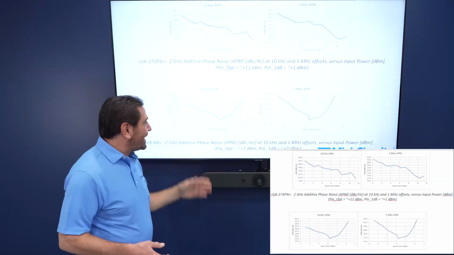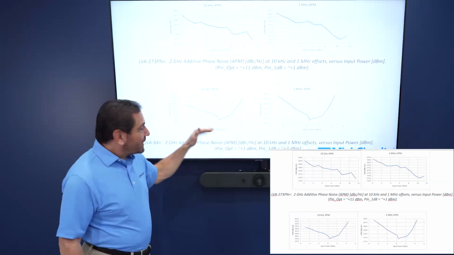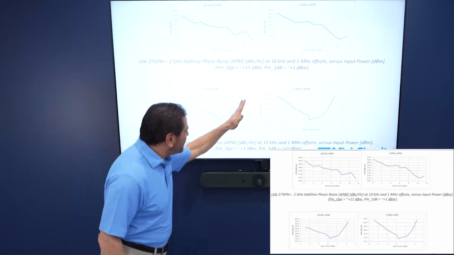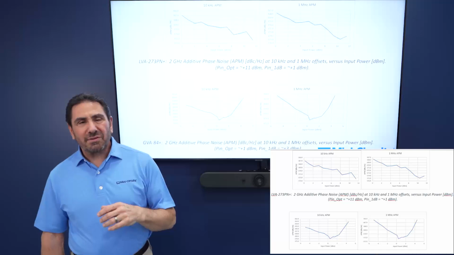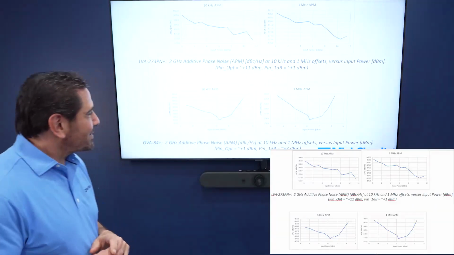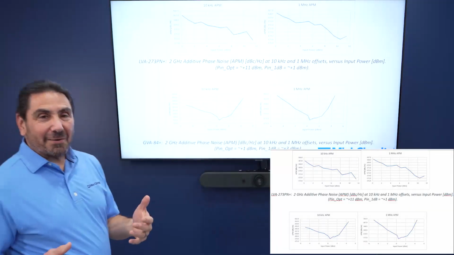Here I'm saturated. This is not even compressed yet. Yet I'm seeing this inversion of the phase noise in both the flicker and the white noise regions. Interesting. So what's that all about?